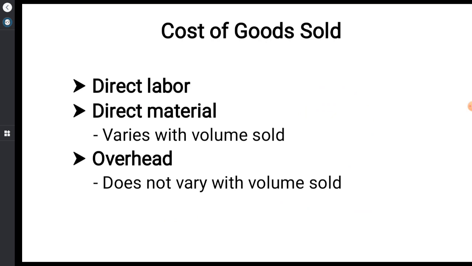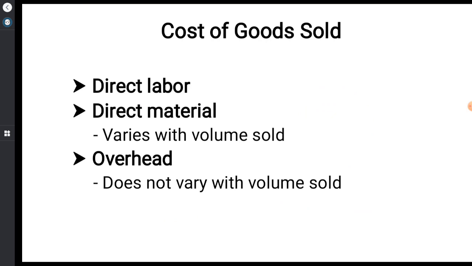As you all know from studying the cost accounting course, the cost of goods sold, which is part of the income statement for any manufacturing company, contains what? It contains direct labor, direct material, and overhead. Direct labor and direct material are costs that increase or decrease with the quantity sold, so they are not constant. Overhead is all other costs and doesn't vary directly with sales.